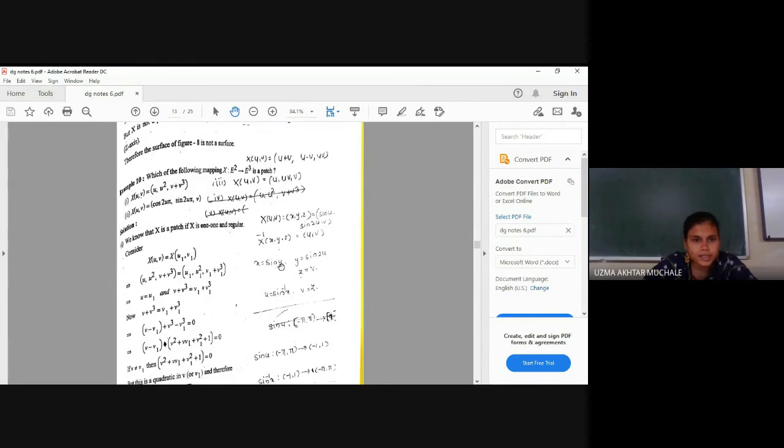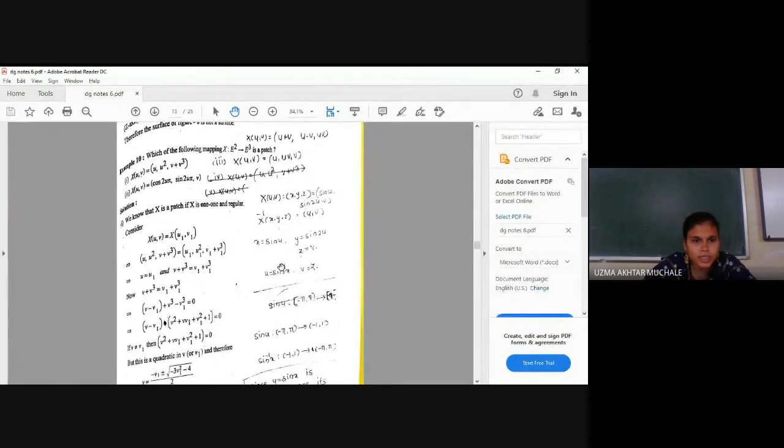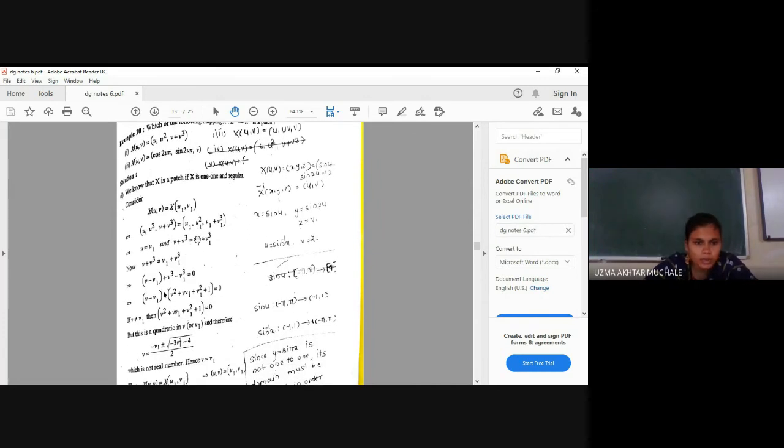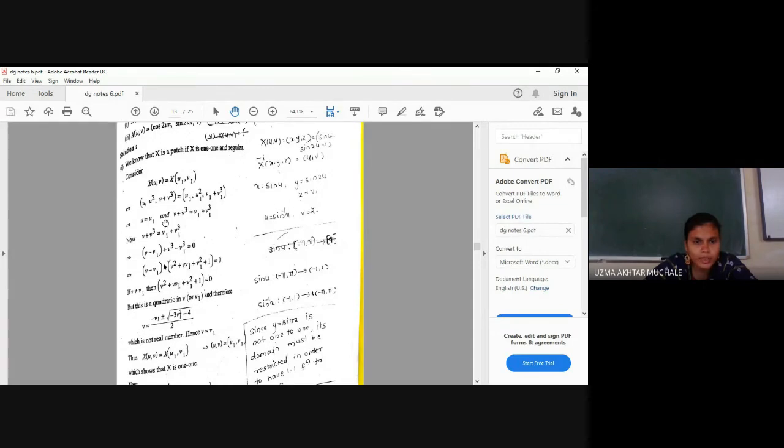So what we have discussed is the first example, x equal to u, u square, v plus v cube, correct? Now if I want to show it is a patch, we have to show that it is 1-1 and regular. First we have shown 1-1. How to show 1-1? Take any two points u1, v1 and u2, v2. So x of u1, v1 is equal to x of u2, v2. Now by coordinate-wise equality, the first coordinate directly gives u1 is equal to u2. For the third coordinate, we have to do some calculations.